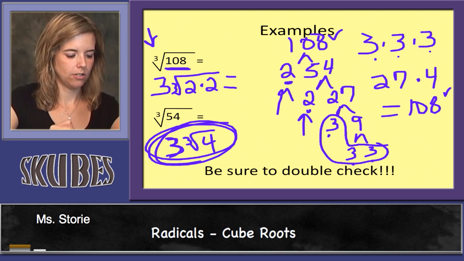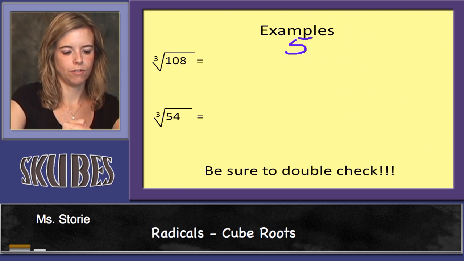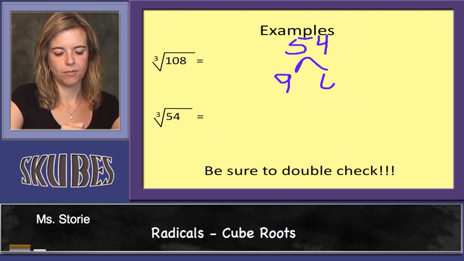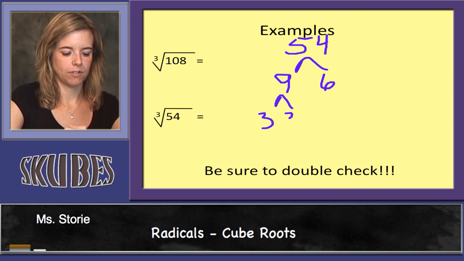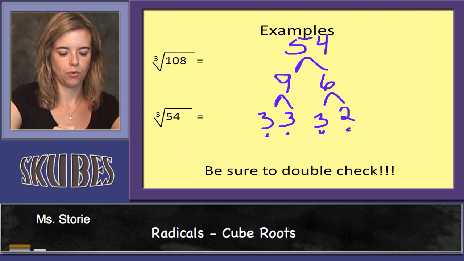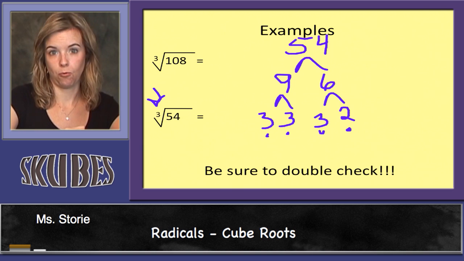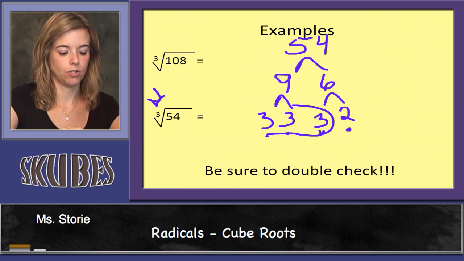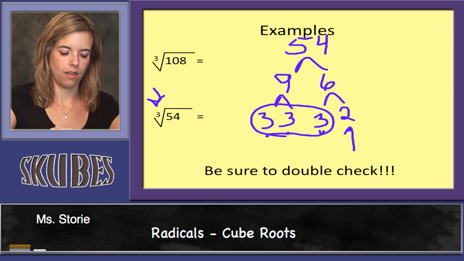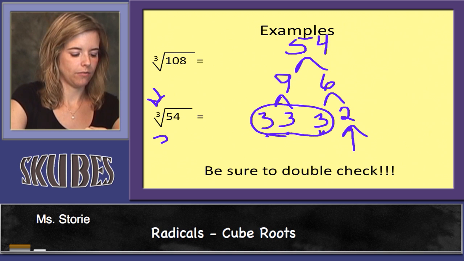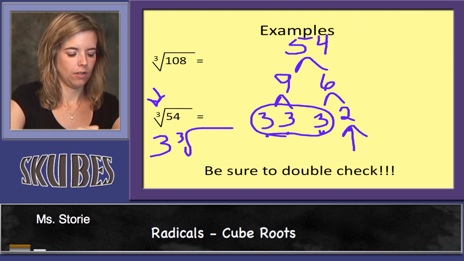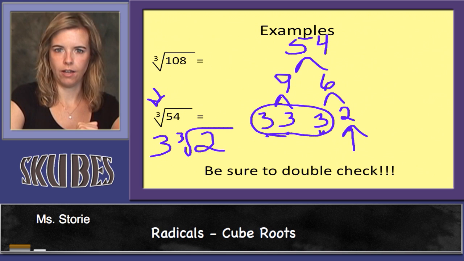Let's try the last one on the page. We have the number 54. This one, let's do 9 times 6. We've got 3 times 3 primes, and then 3 times 2 primes. Now I'm looking for triplets, 1, 2, 3, and then our leftover. So I have 3, an index of 3, radical 2 with the leftover.